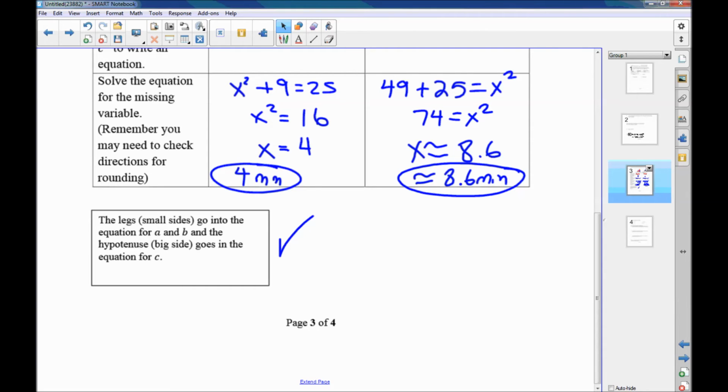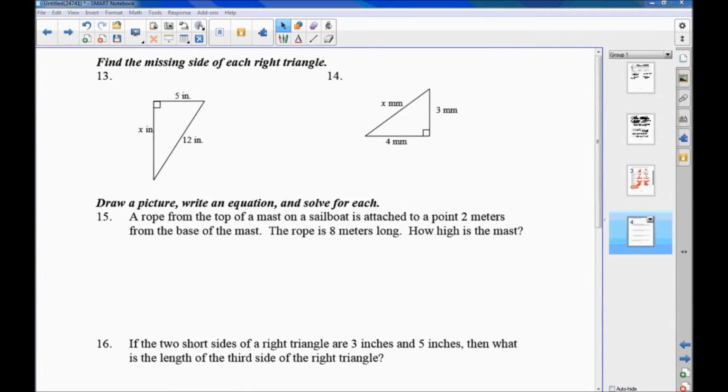All right, let's take the last page here. On our last page, the top two questions say find the missing side of each right triangle. So what I do is I always circle the right angle, draw to the side across from it so it doesn't touch the right angle. That's my long side or my hypotenuse. So I know my legs in this case are x and 5. If I add them together, I get the long side as long as I square everything.